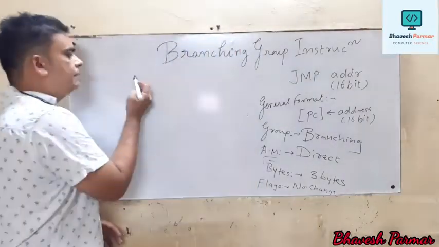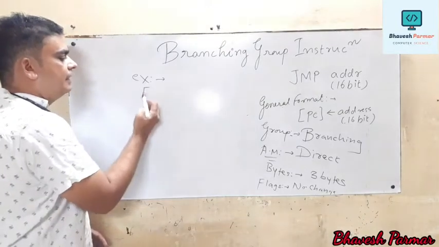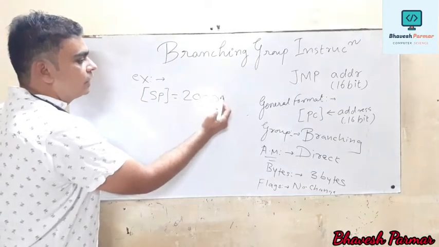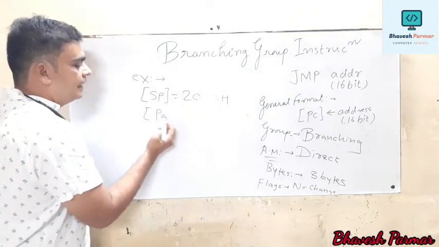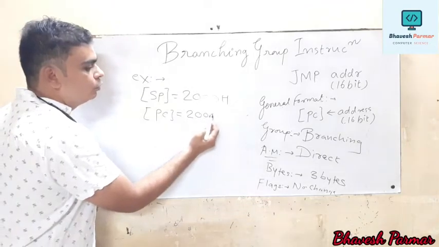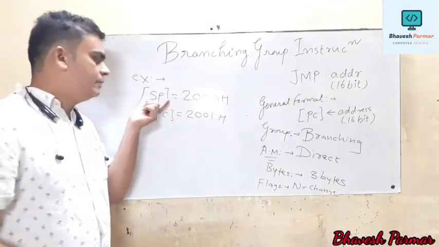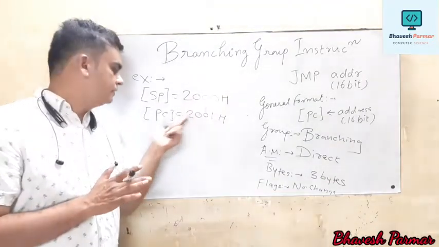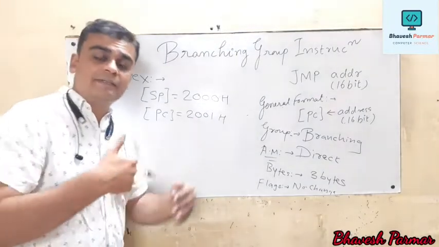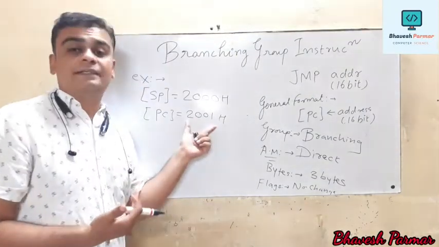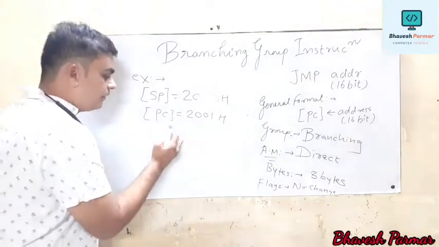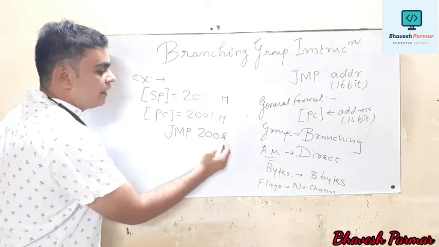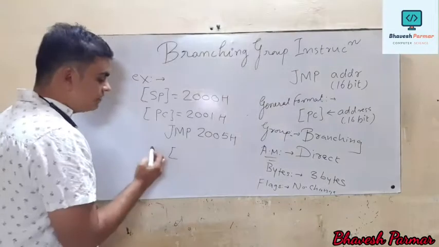In the example section, I write down content of SP. SP means stack pointer. Suppose SP contains 2000H and content of PC is equal to 2001H. SP means the address of the current memory location, that is 2000H, and PC is the address of the next memory location to be executed, that is 2001. Here, if I write the instruction like this, JMP 2005H, what does it mean? What is my output?